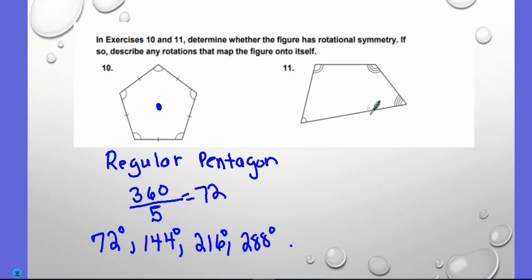Now let's go here. This is not a regular polygon, number 11. And you can tell because they don't have the marks on the side to show you that all of the lengths are the same. And if you look at the angles, it has different drawings in the angles to show you that they're different. So here, this does not have rotational symmetry. It doesn't have line symmetry either.